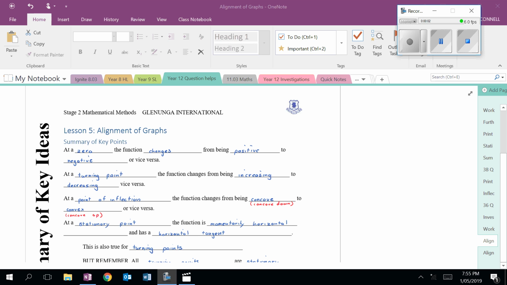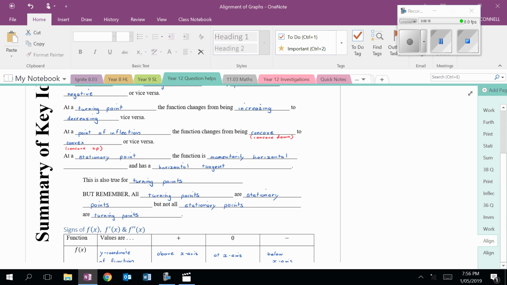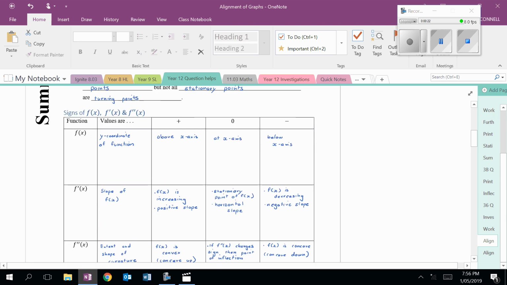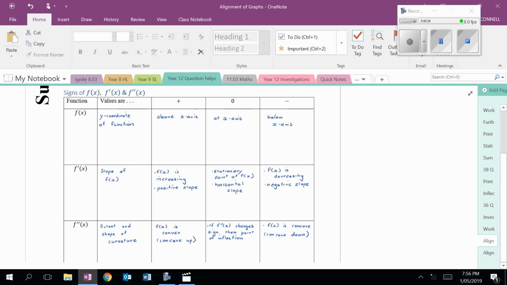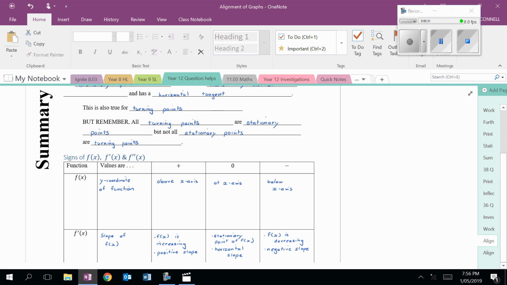Hi everybody, today we're looking at alignments of graphs, which is where we draw the derivative or the second derivative when we're given the function, or when we draw the original function when we're given the derivative. And so this first page in the notes isn't the main part, but it's just a summary of everything we've done so far. So I'm not going to go through it per se, but I would encourage you to read it and to make sure that there are no surprises there. It should all have been work we've done.